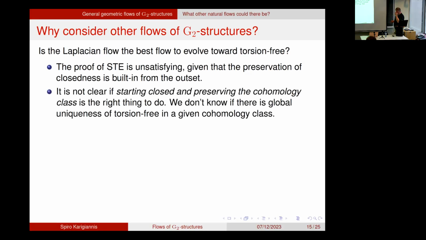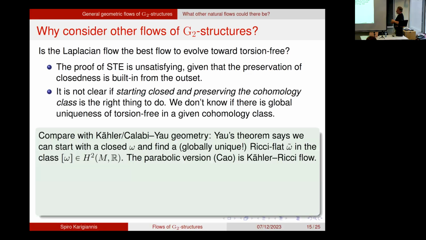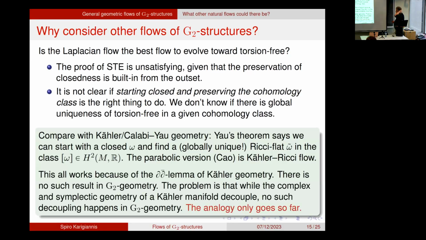And it's also not clear in the setting of G2 geometry if the right thing to do is to start closed and stay in that cohomology class, right? We don't even know if there's a unique torsion-free structure in a given cohomology class, even if one exists. We don't have global uniqueness. And you should compare this, of course, with the classical case of Kähler and Calabi-Yau geometry. Yau's theorem says if c1 is 0, then if you start with a Kähler form, you can find a unique Ricci flat Kähler form in that cohomology class, and it's the only one in that whole class. And there's a parabolic version of that, which is Kähler-Ricci flow.